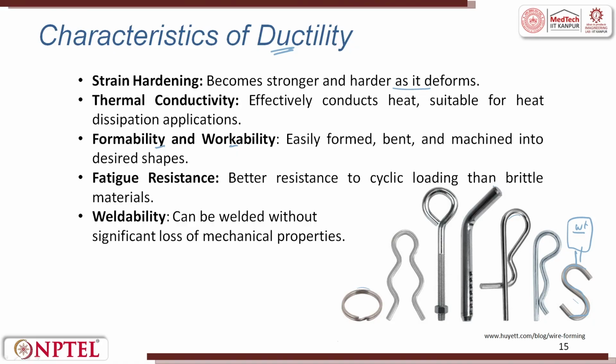Fatigue resistance for a metal is always high, with better resistance to cyclic loading than brittle fracture. For example, this hairpin clip, you can load it, unload it, roll it, unload it, no problem. The copper wires used for electrification, you can bend to any shape to meet the requirements. Weldability: metals can be used for joining. Dissimilar metals joining can happen. That's because of the ductility property.